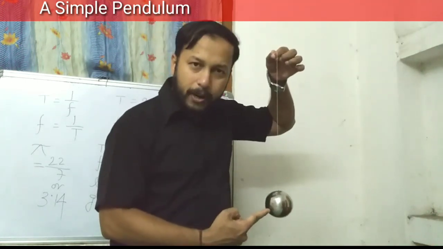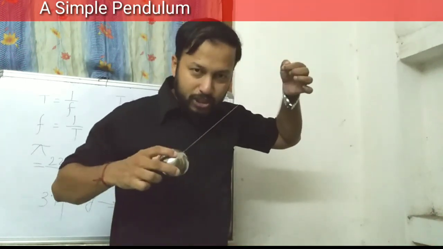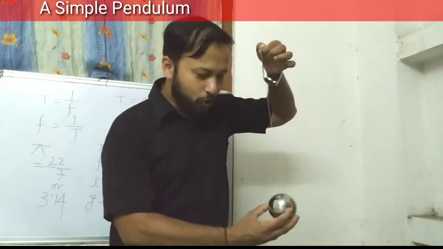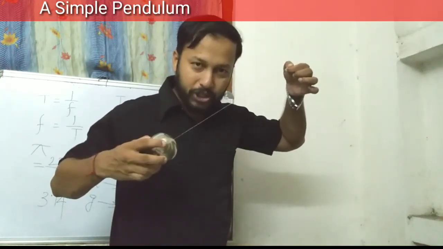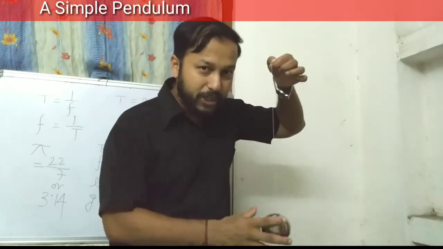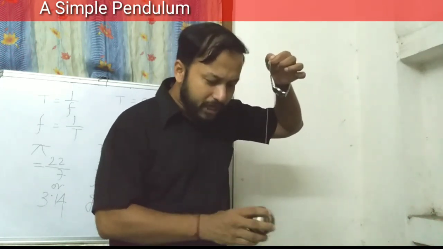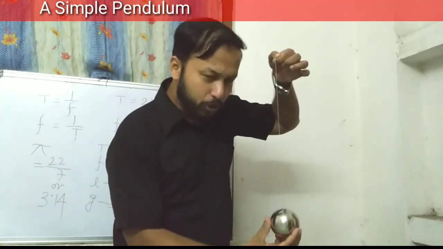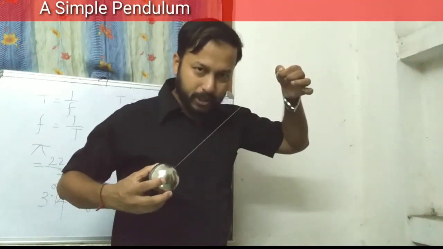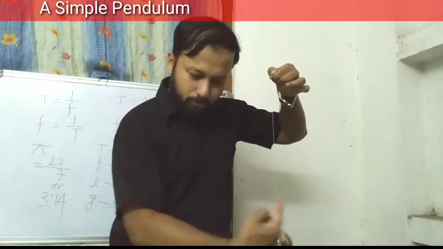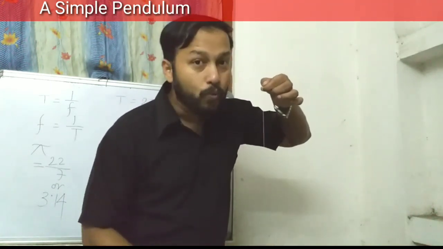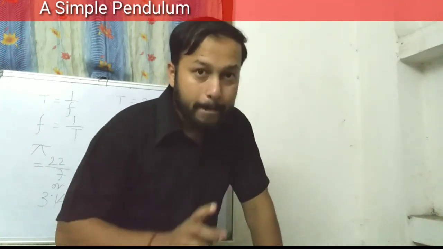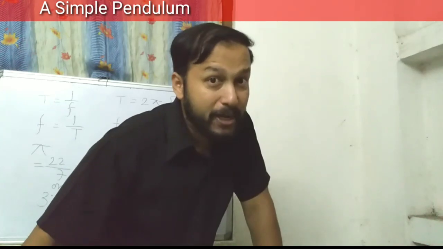Understood? Now, as I told you, this position is called mean position and this is called extreme position. So my mean position, my extreme position. Now what is the displacement between mean position and extreme position? It is called amplitude. Mean position, extreme position. What is the displacement between mean position and extreme position? It is called amplitude of that pendulum. Understood?